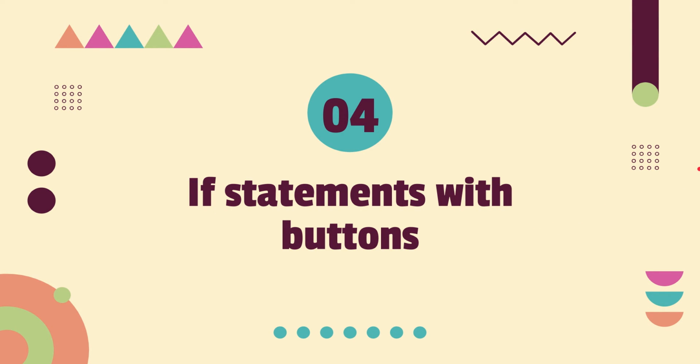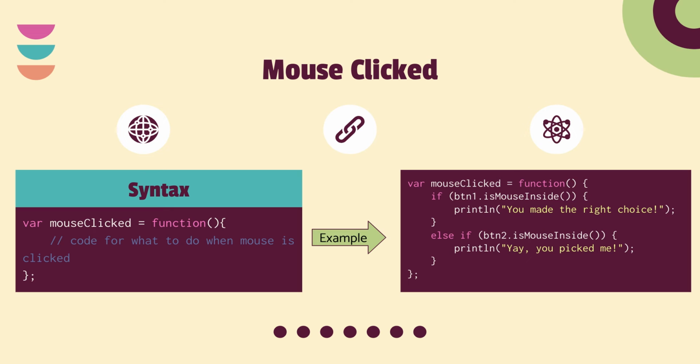Finally, we are going to go over if statements with buttons. So let's go over the mouse clicked function. This is the syntax for the mouse clicked function. We've gone over this in past projects, I believe. Var mouse clicked equals function, and then inside you put the code for what you want to do when the mouse is clicked. So anytime the user clicks their mouse in the canvas, any code inside of this function is going to be run. Let's look at an example.